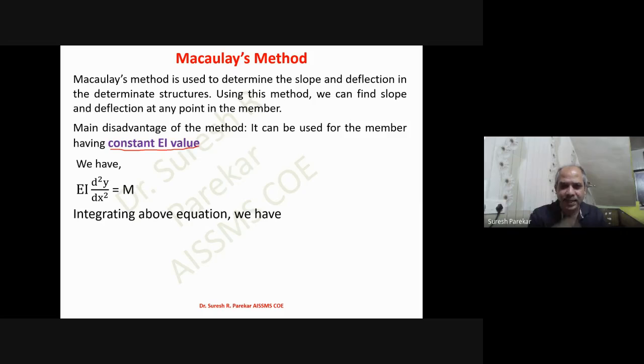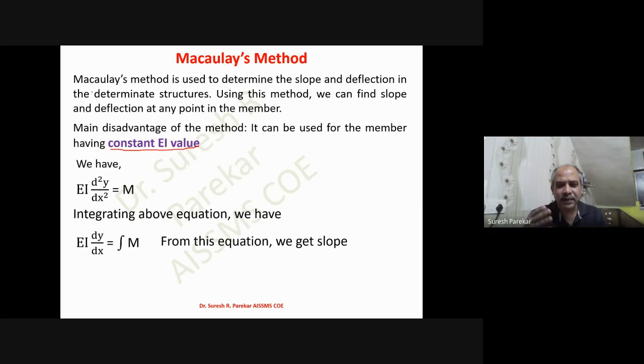Now if we integrate this equation, we will get EI dy by dx equal to integration of M, because integration of d2y by dx square gives dy by dx, and this is the equation of slope. This is the equation of bending moment. EI d cube y by dx cube will be the equation of shear force. And EI d4y by dx4 will be the equation of intensity of loading.